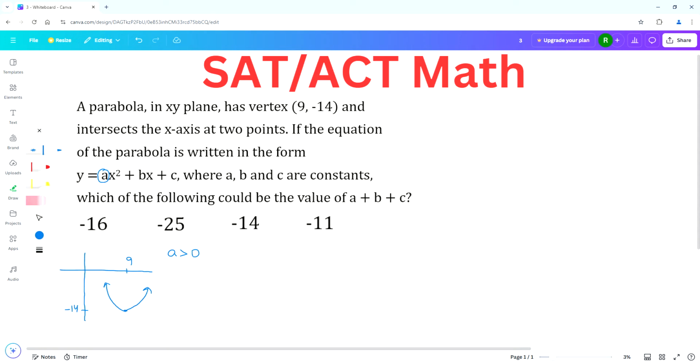The general equation of a parabola in vertex form is y equals a times (x minus h) squared plus k. In this equation, h and k represent the coordinates of the vertex. The given vertex is (9, -14). Therefore, h is 9 and k is -14. We can sub in these values of h and k in the equation in vertex form.